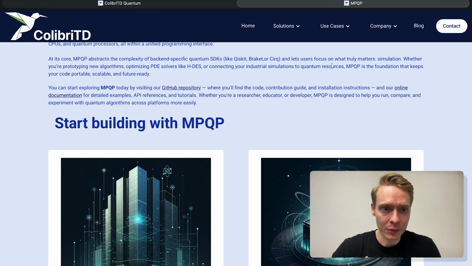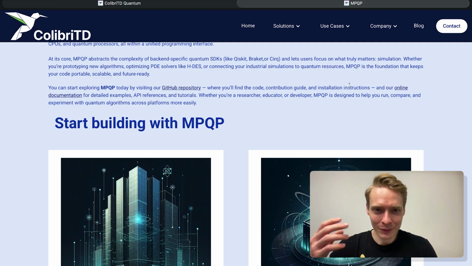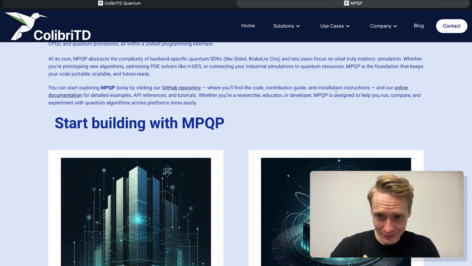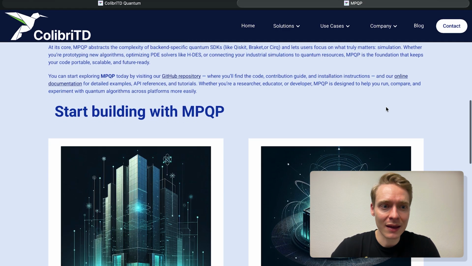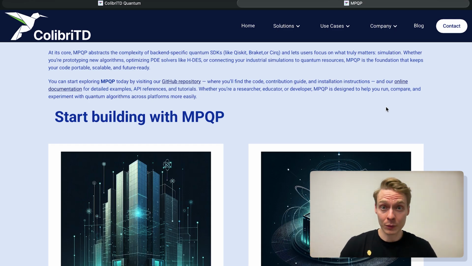You can start exploring MPQP today by visiting our GitHub repository, where you will find the code, contribution guide and installation instructions, and our online documentation for detailed examples, API references, and tutorials. Whether you are a researcher, educator, or developer, MPQP is designed to help you run, compare, and experiment with quantum algorithms across platforms more easily.